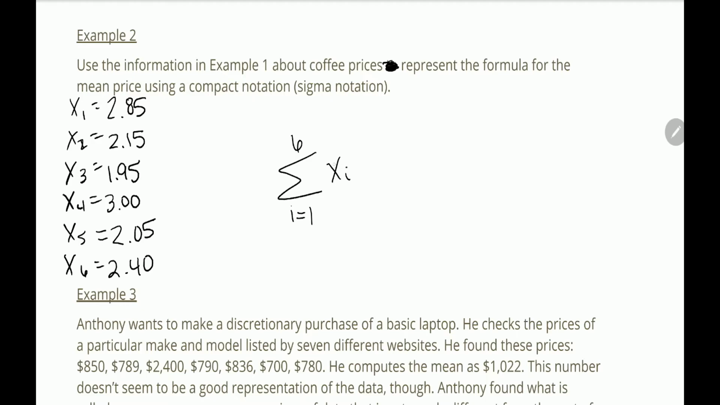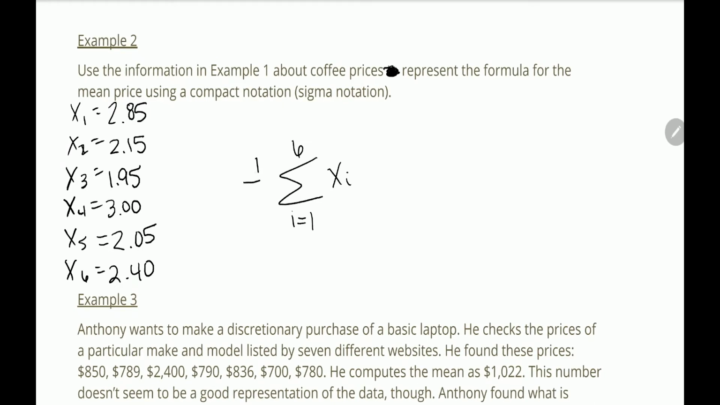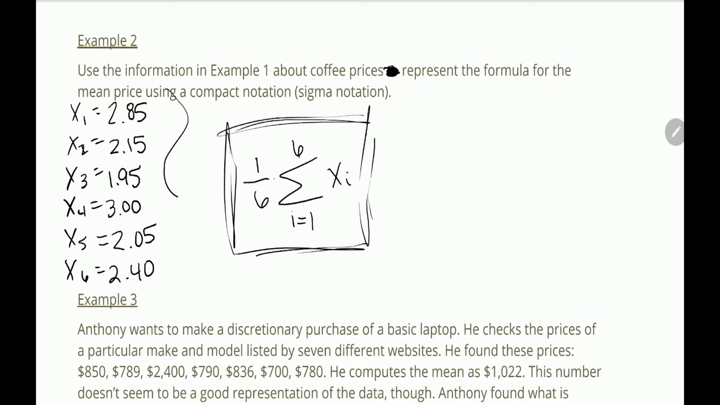Okay, and so this is showing that you add up all of the xi, each x1, x2, x3, x4, all the way through x6. And then in order to find the mean, we have to make sure we divide by the number of prices we have. And so we just multiply by 1 over 6 because that's the same thing as dividing by 6. And so this is the way we would write that in sigma notation after we've labeled them using this method.